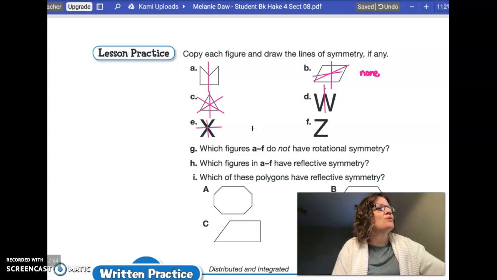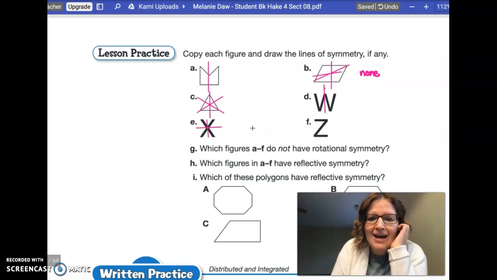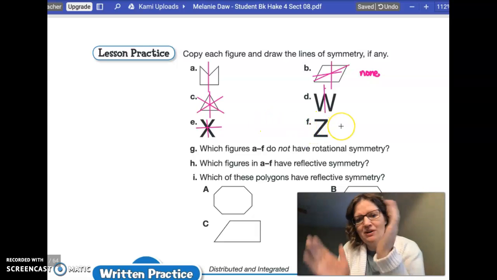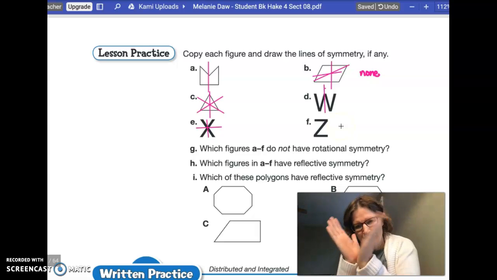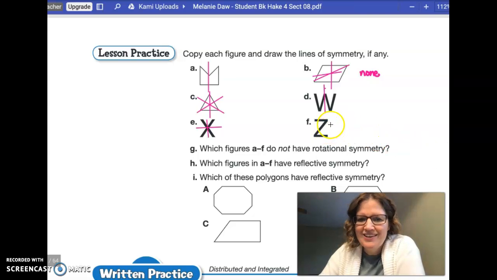I'm looking at my notes. Yeah. And let's see, our Z, we could try doing this, but if it folds, it's not going to be symmetrical. So I'm looking and I'm saying to myself, there are no lines of symmetry right here.